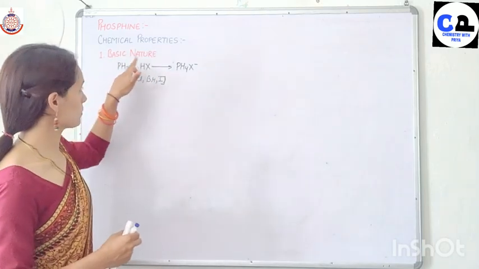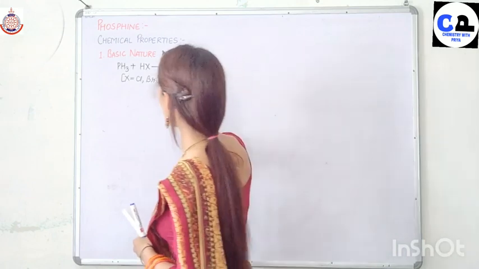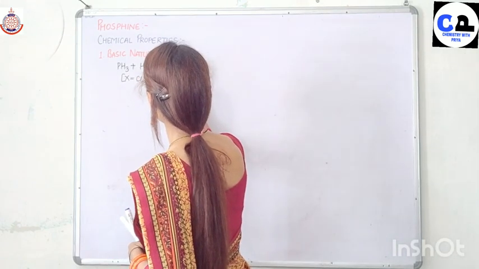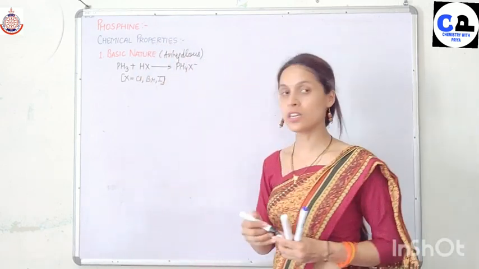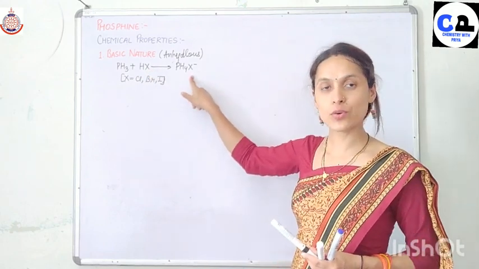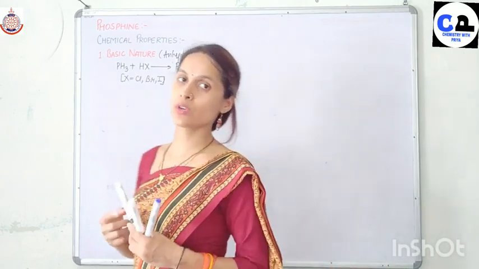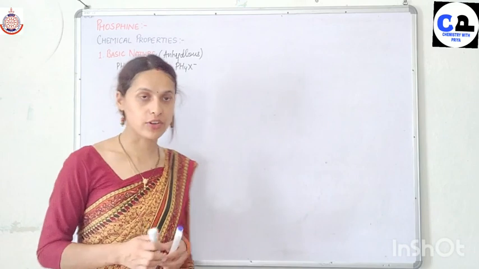So the first property is basic nature in the anhydrous condition. What is the condition here? The phosphine should be present in the anhydrous form. So in anhydrous condition, phosphine reacts with the mineral acid to form PH4X, that is the salt. So this salt may be phosphonium chloride, phosphonium bromide, or phosphonium iodide.